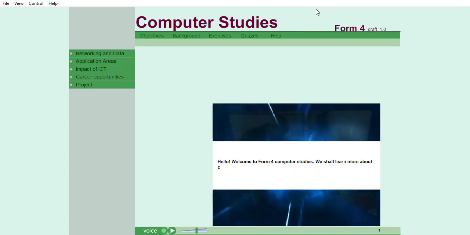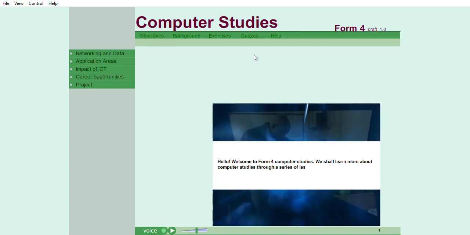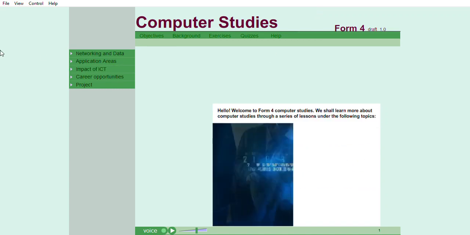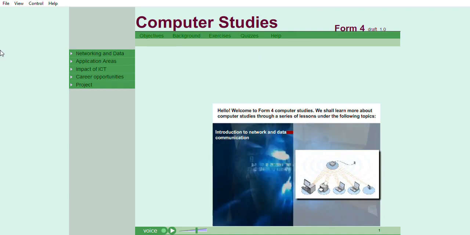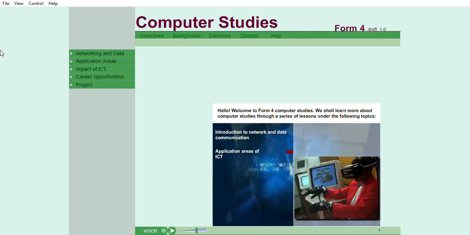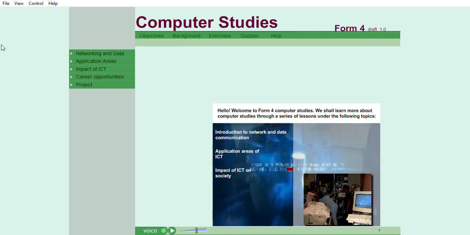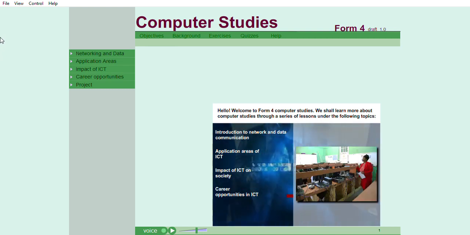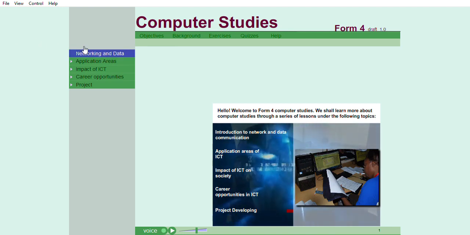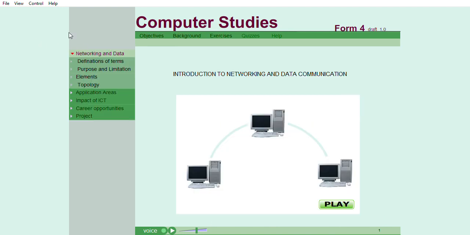We shall learn more about computer studies through a series of lessons under the following topics: Introduction to Network and Data Communication, Application Areas of ICT, Impact of ICT on Society, Career Opportunities in ICT, and Project Developing. Introduction to Networking and Data Communication.